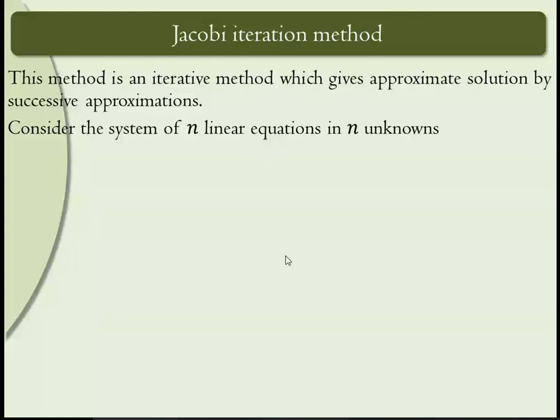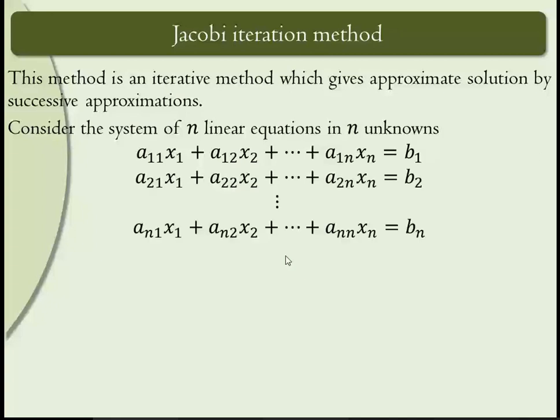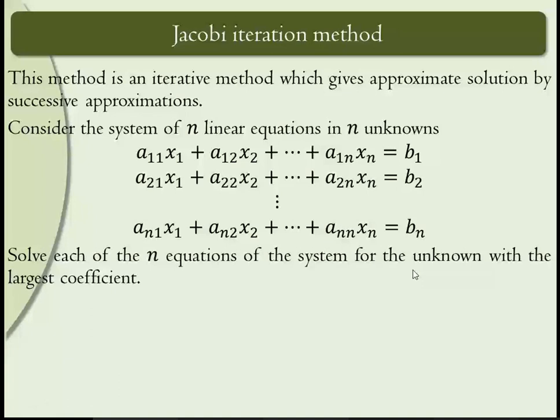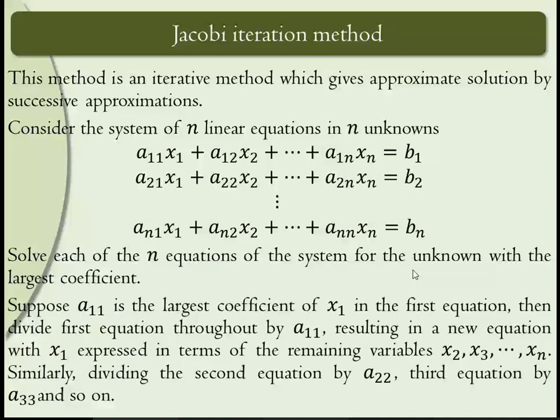For example, suppose we have this system of equations, n equations in n unknowns. We saw three equations in three unknowns. This is the general system, n equations in n unknowns. Then how to use this iterative method? We have to choose the equation from this in which the coefficient of x1 is the largest.